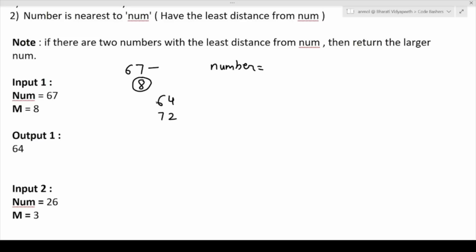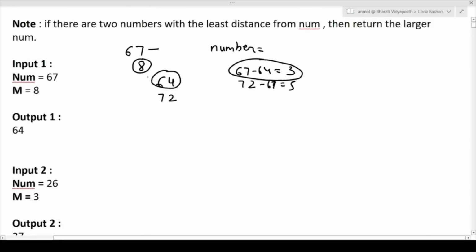Since we only have to return one number, out of these two options, which one is nearest to 67? How can we find it? We can find it by simply subtracting that number from 67. 67 minus 64 is 3, and 72 minus 67 is 5. So which one is nearest? This number is nearest since the distance is less. So our answer will be 64. I hope now the question is clear to you. We are given a number, and we have to find a third number that is divisible by 8 and is nearest to the original number, that is 67.